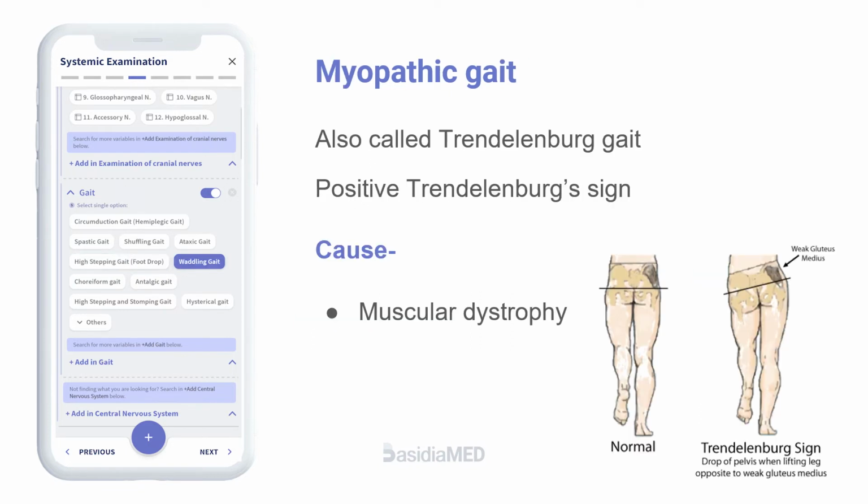Waddling gait. This gait is seen in patients with muscular dystrophy. Hip abductor weakness results in an inability to stabilize the pelvis during the stance phase. As a result, the pelvis tilts downwards towards the unsupported side during the swing phase of the gait cycle. Positive Trendelenburg sign is noted when the patient stands on one leg, and the pelvis drops towards the contralateral side.